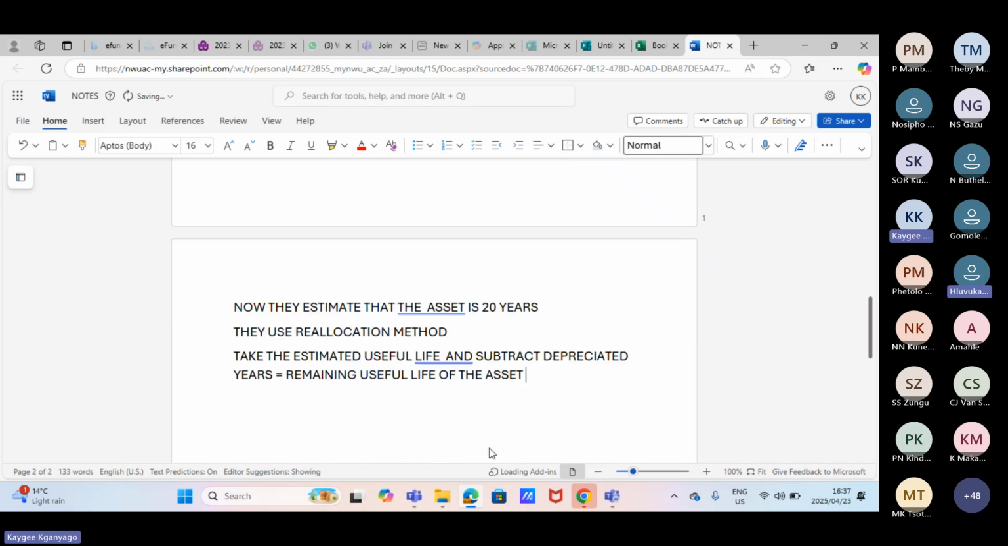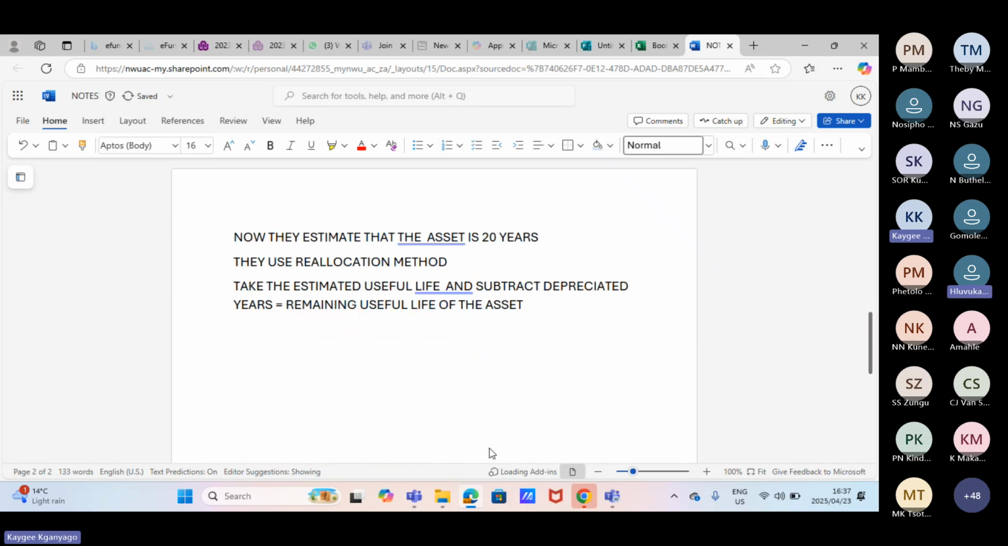Can I ask? So you're saying when we get to the 5 years and then we change the useful life to 20 years, the next time we do depreciation, are we going to calculate over 15, which is the remaining useful life? Yes. In short, the moment they say the estimated useful life is this and they apply the reallocation method, just take that number of years that they say is estimated and subtract the number of years or months you already depreciated the asset.